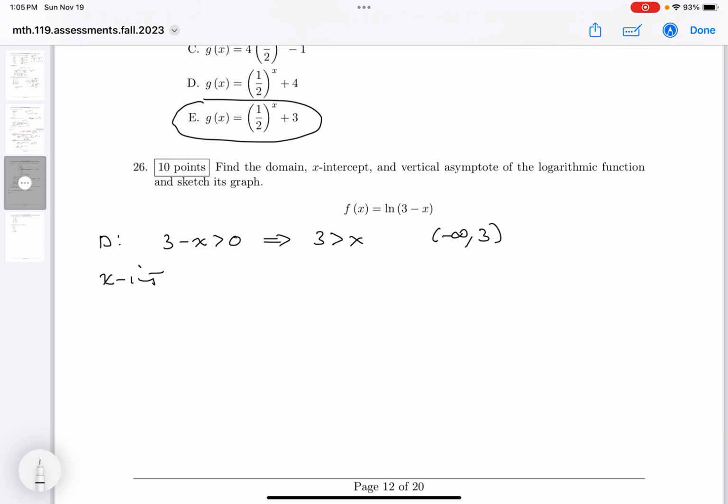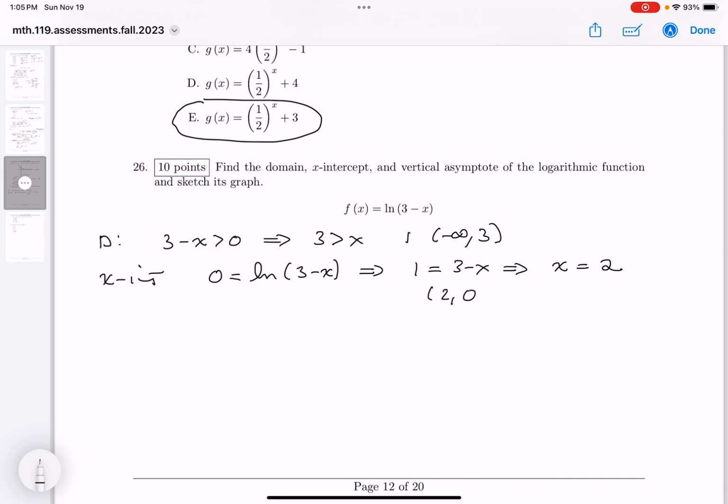And the x-intercept, you set the y to be 0. Let me put this over here. 0 equals the natural log of 3 minus x. And I'll write it as an exponential. That's going to be e to the 0, which is 1, equals 3 minus x. And then I'm going to say, gee, what do you do over here? You add x to both sides, subtract 1, you get x equals 2. So I got my x-intercept, and my x-intercept is going to be (2, 0).